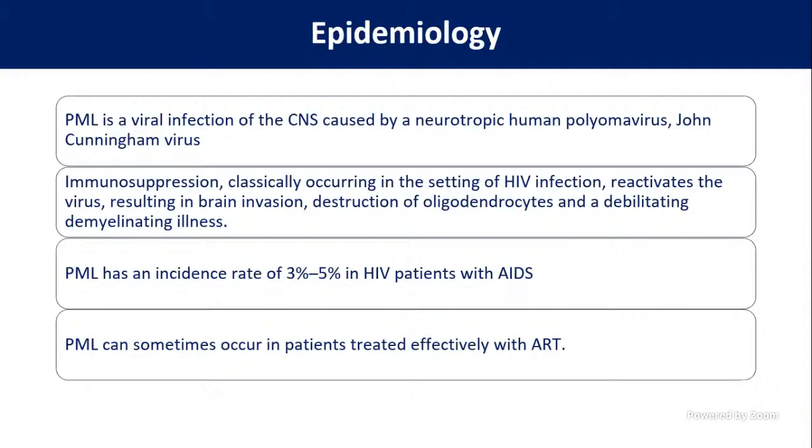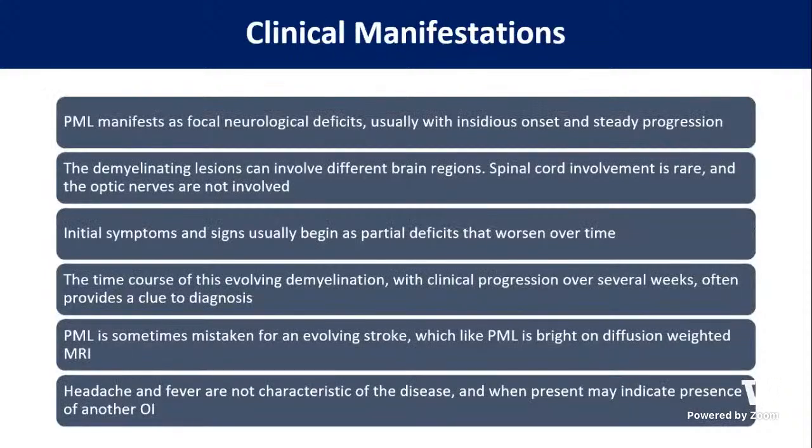It is one of those rare manifestations where ART is what is required to be given in these patients. It presents with focal neurological deficits, insidious onset, and steady, progressive disease. It involves multiple areas of the brain, and cerebellar involvement is seen in almost a third of patients. So patients can become ataxic and have diffuse neurological involvement.